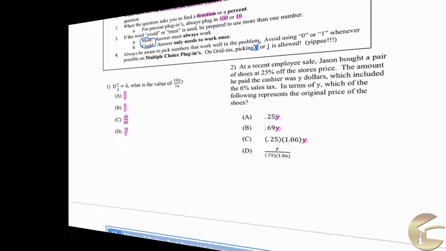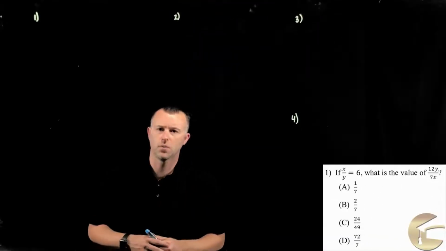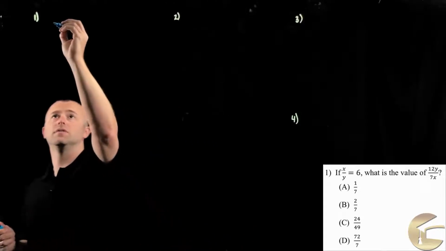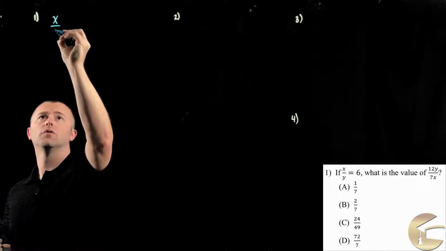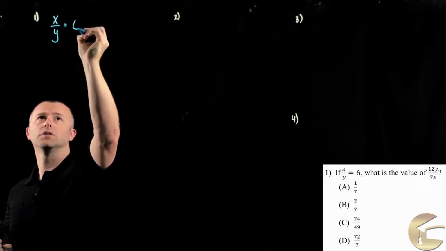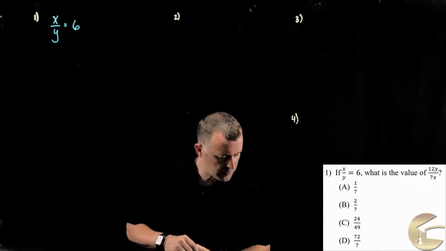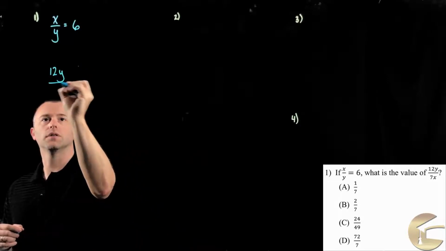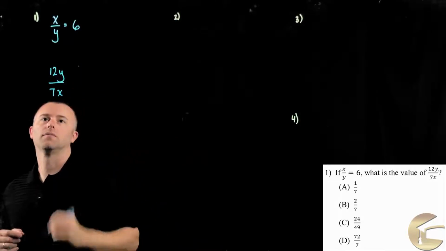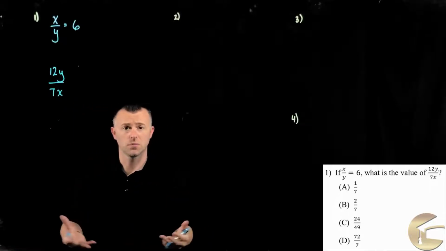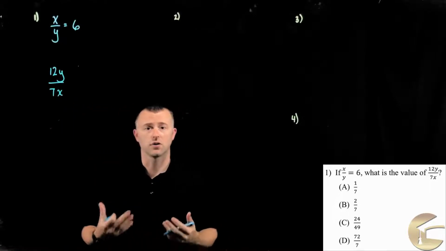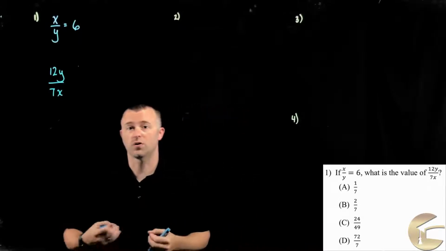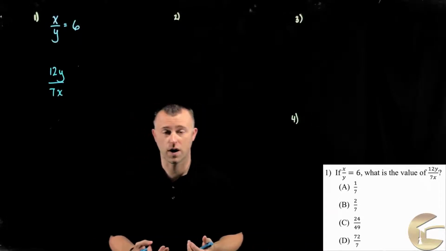All right, so for example 1, what we have here is x over y. This is what they're giving us. So x over y is equal to 6. And then they ask, what is the value of 12y over 7x? So we're looking for this. In this case, if you're going to plug in, what you first want to recognize is all your answer choices are written as fractions. So this is going to be one of those fractional plugins if you're going this route.